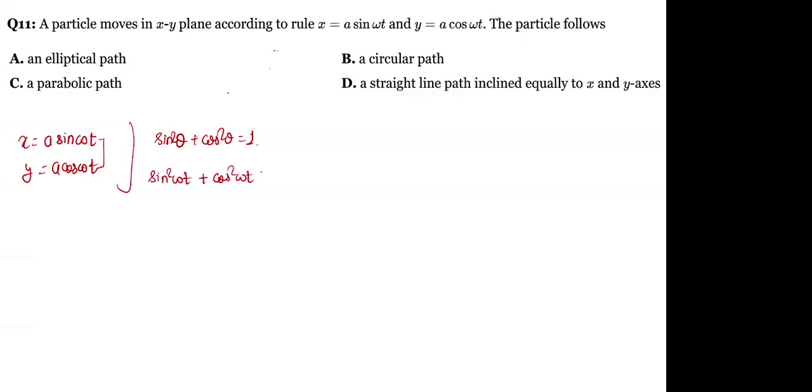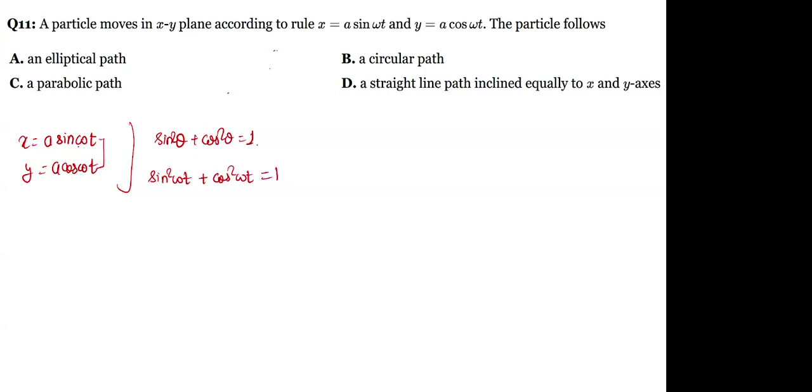For these types of questions, just derive the relation between x and y. It is very simple here. x is equal to a sine omega t and y is equal to a cos omega t. We know the identity sine square theta plus cos square theta is equal to 1. Similar will be true here: sine square omega t plus cos square omega t is equal to 1.